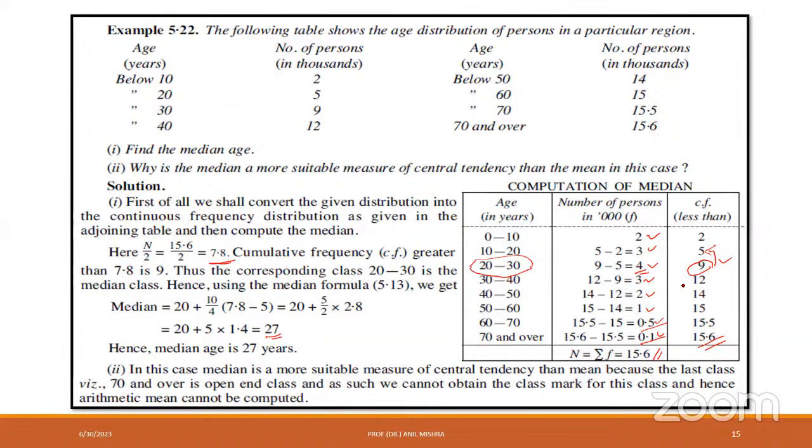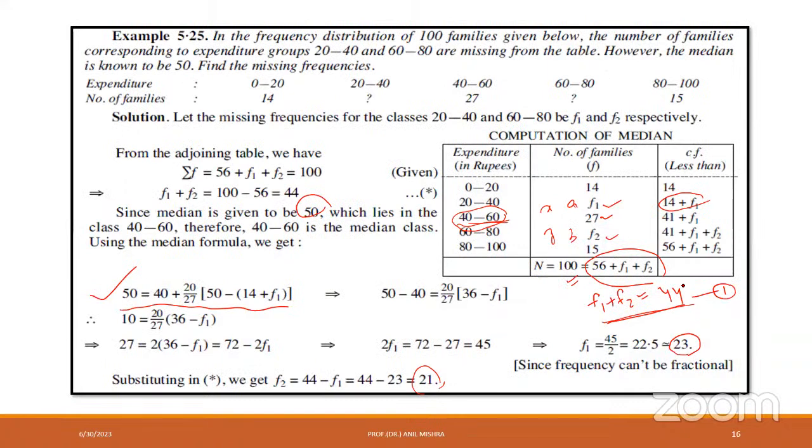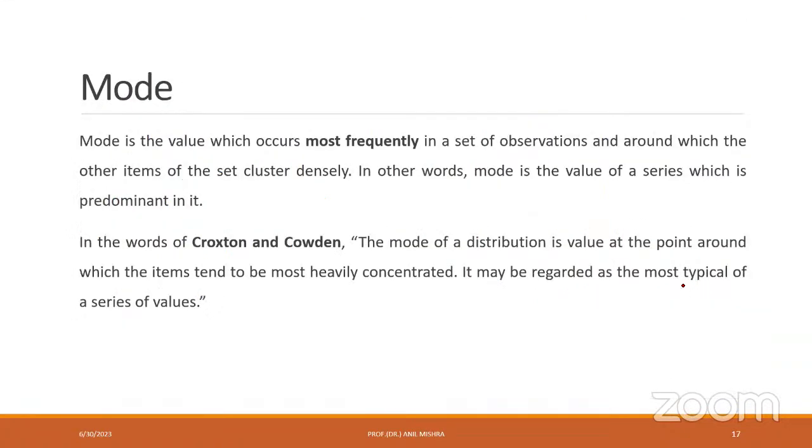So I think this is all about the median. Now come down to the mode. I don't think I can complete the whole concept of the mode today. Still, I have to try to wind up the things. So the mode means the most frequently observed value in a particular series. Mode is a calculation procedure. The value which has the highest frequency is called the mode.